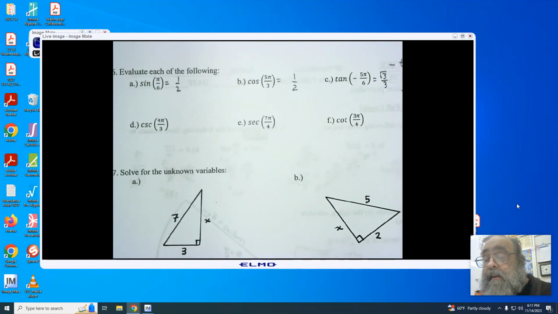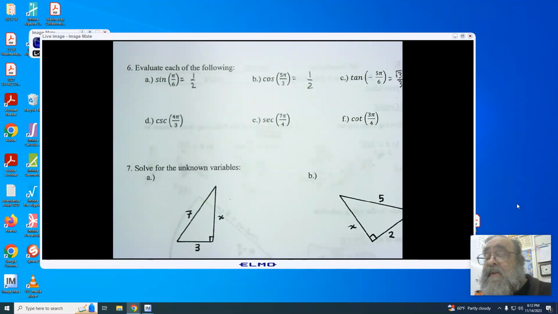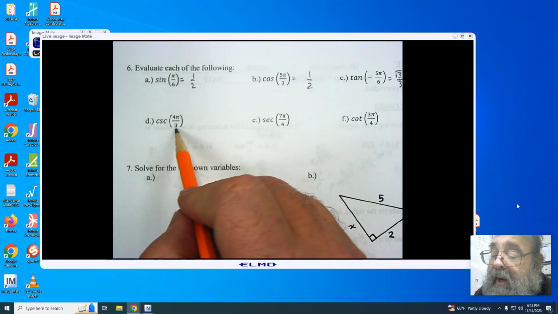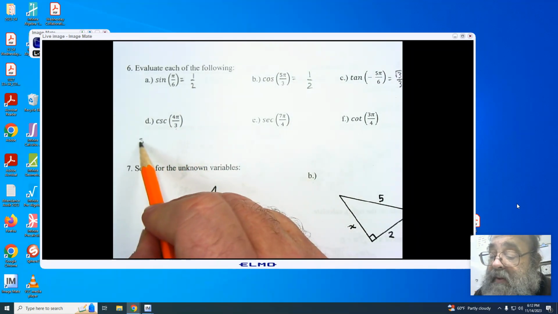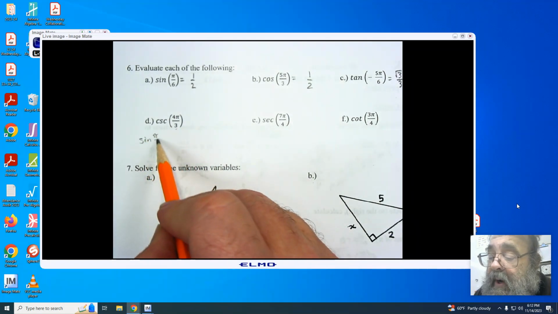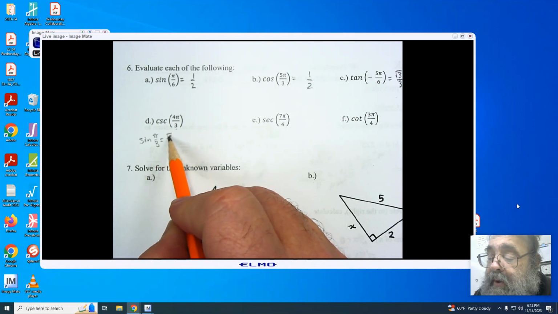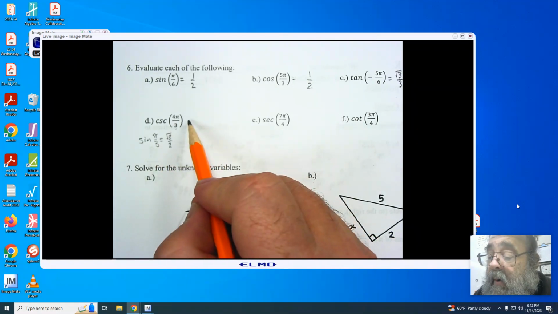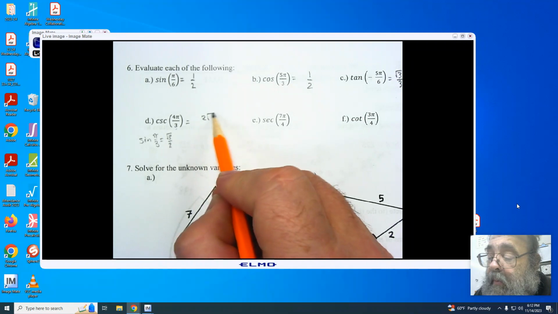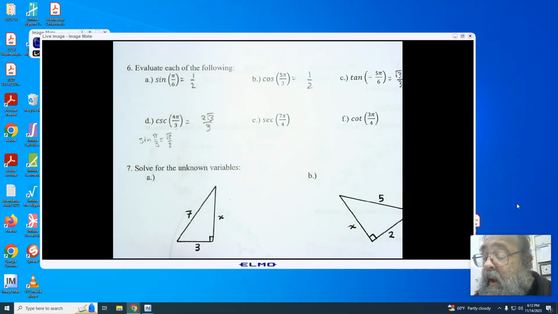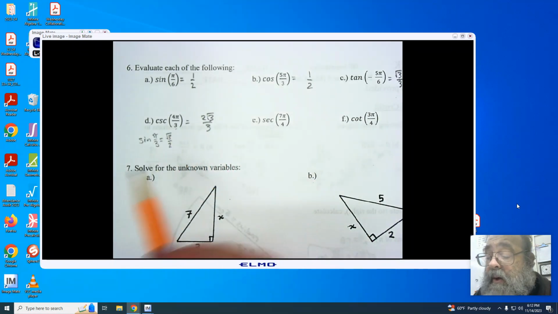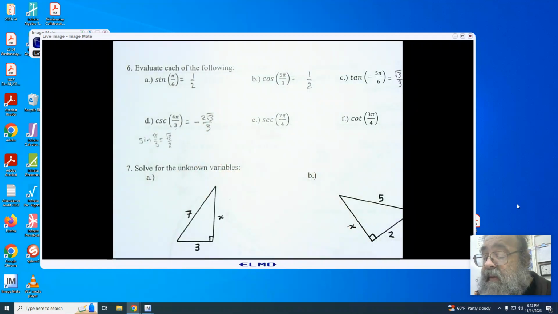The cosecant. The cosecant is the reciprocal of sine. We're looking at a 3 in the denominator. We know that sine of pi over 3 is root 3 over 2. So our reciprocal is 2 root 3 over 3, and we're looking at an angle in the third quadrant, and sine is negative in the third quadrant.